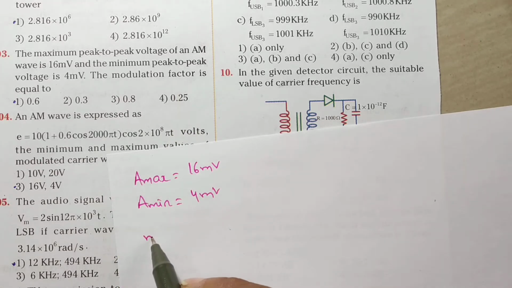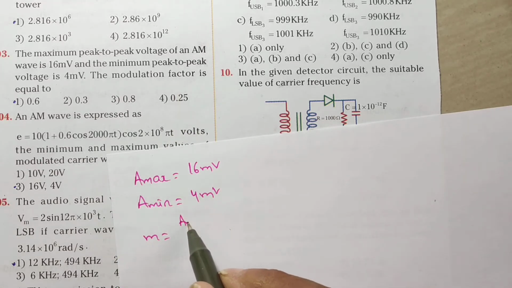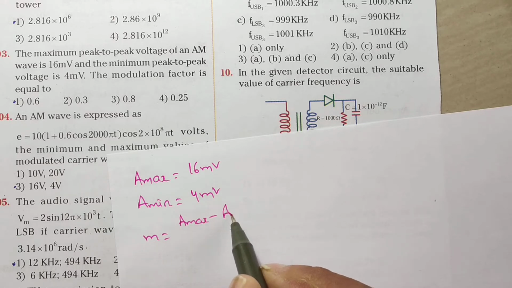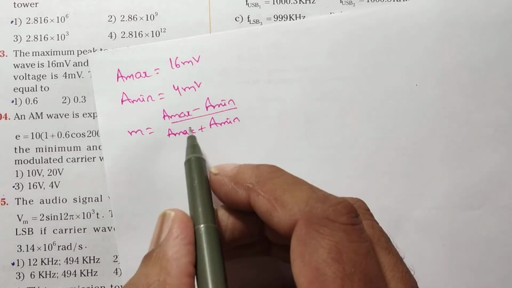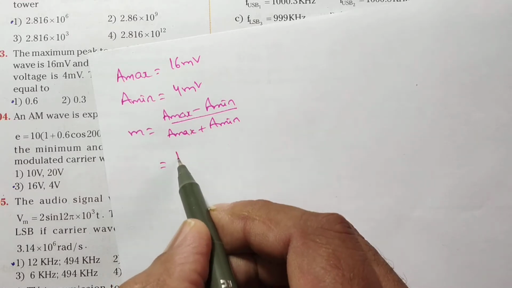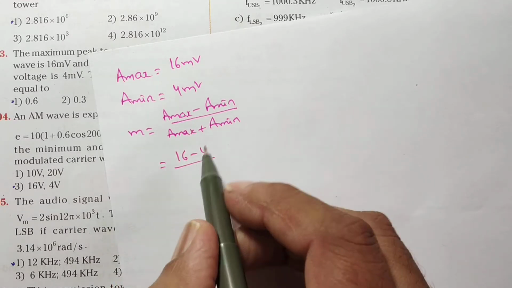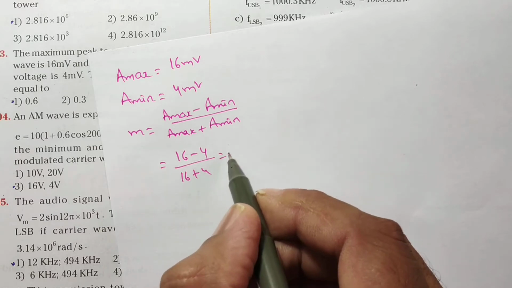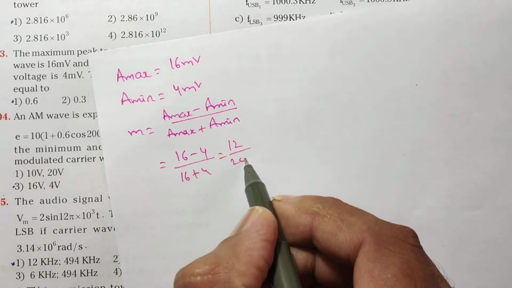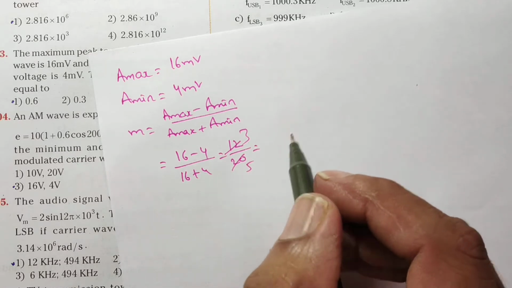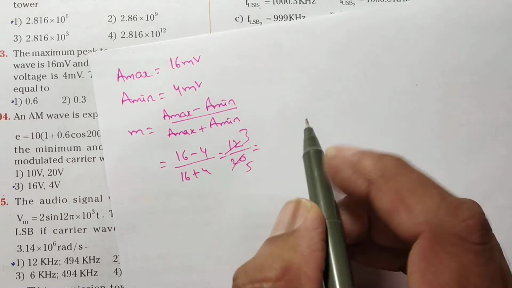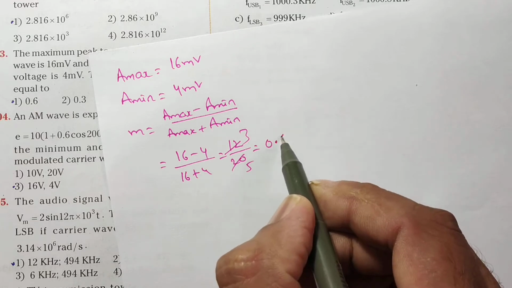Modulation factor M, the formula is A maximum minus A minimum divided by A maximum plus A minimum. That means we just have to substitute the values. 16 minus 4 divided by 16 plus 4, 12 by 20. That means 4 3s are 12, 4 5s are 20, so 3 by 5, which means 0.6.